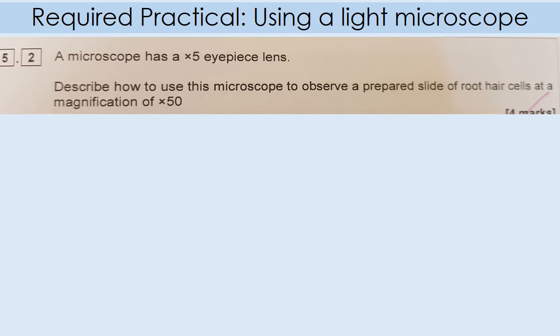A microscope has a ×5 eyepiece lens. Describe how to use this microscope to observe a prepared slide of root hair cells at a magnification of ×50. Okay, this is worth 4 marks. Now, it's not a case of when I show you the mark scheme that you have to get 4 of those steps. It's that you have to have the whole thing down, and you will either get 1 to 2 or 3 to 4 marks.